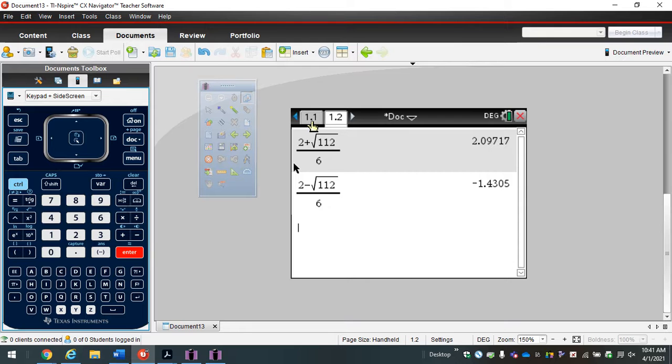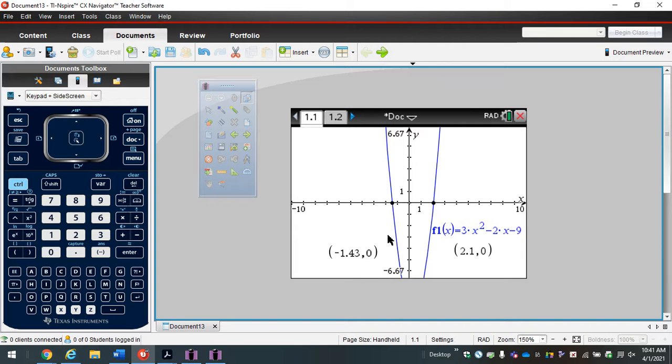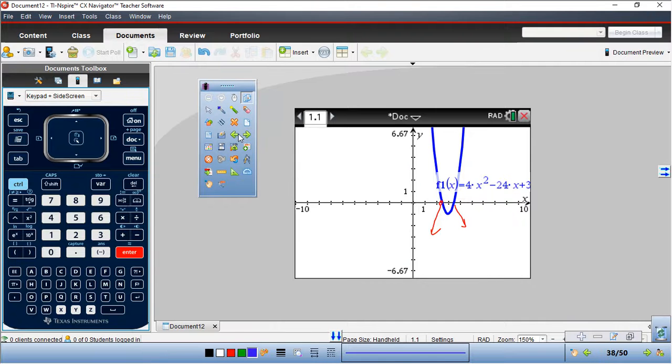Negative 1.43. What do we get over here? Negative 1.43. Not too bad. So here, I guess it showed more because it could. This one it couldn't, so it showed less. But either way, got the right answers. Come back to our paper here. Whoa, too much.